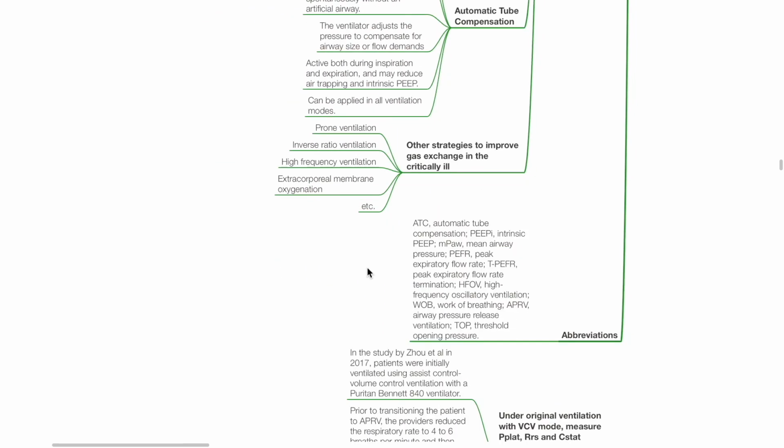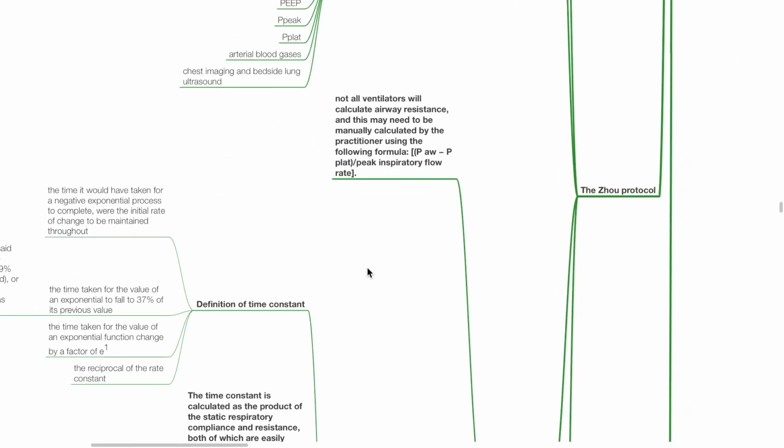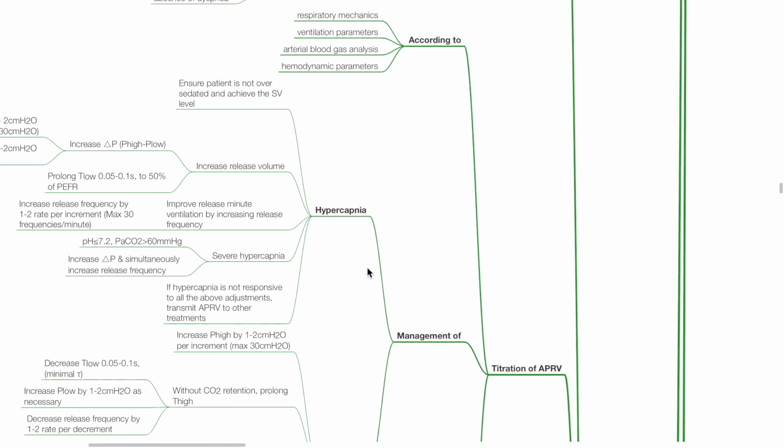Other strategies to consider to improve gas exchange in the critically ill include prone ventilation, inverse ratio ventilation, high-frequency ventilation, and extracorporeal membrane oxygenation. Next, we discuss the Zhou Protocol.